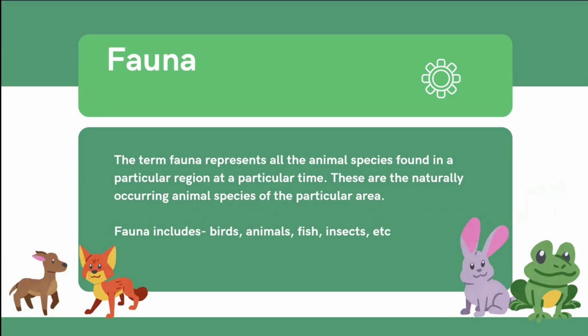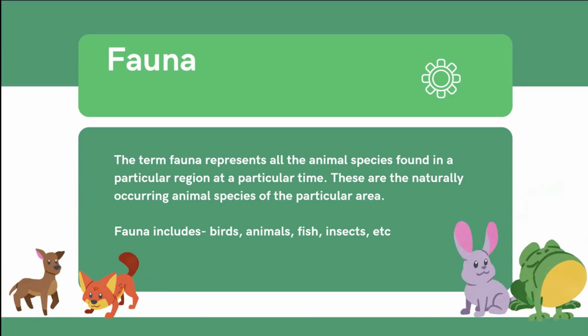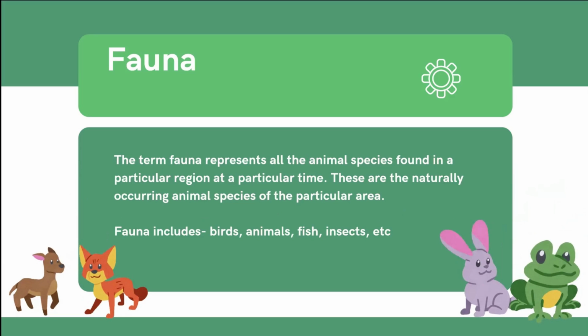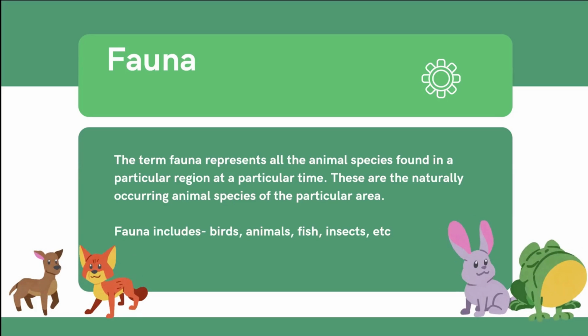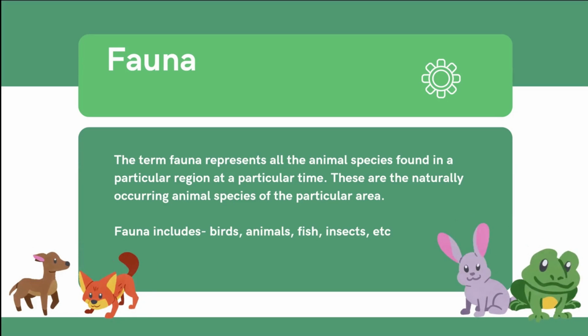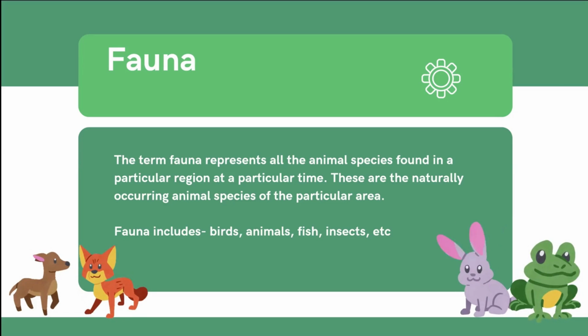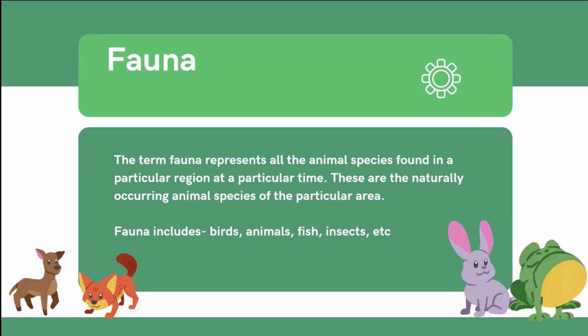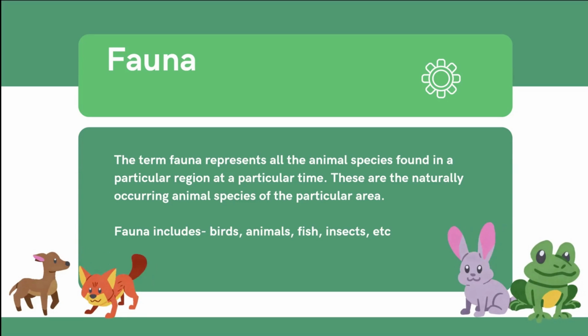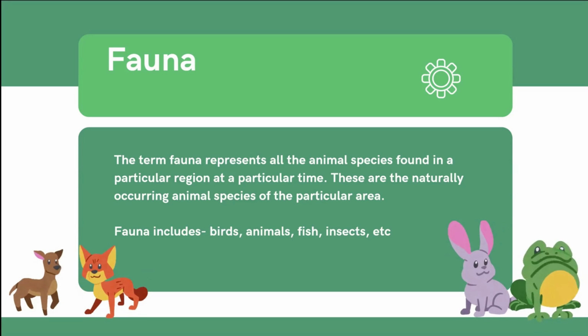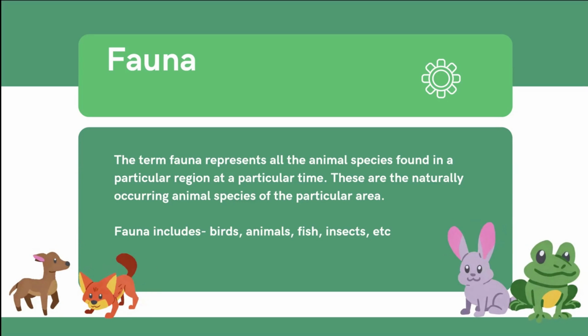And coming on to the next one, any animal which resides in a particular place is called the fauna of that place. So for example, in India, we have the Bengal tigers, which are only for India, right? Which reside only in India. So anything which is natural to a particular place is called the fauna of that place, okay?